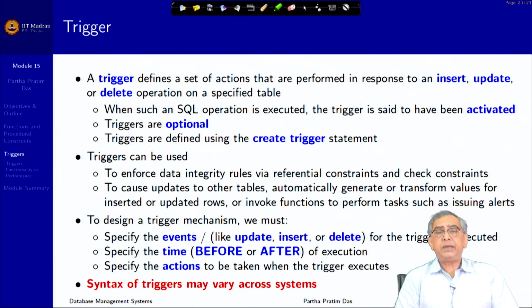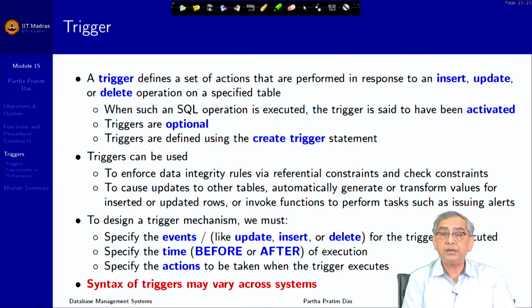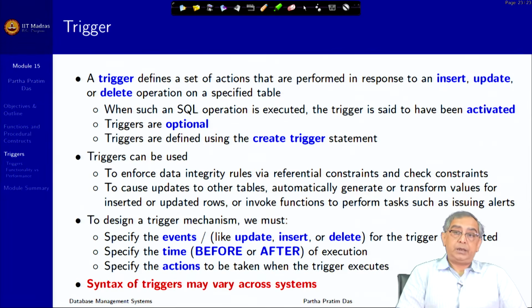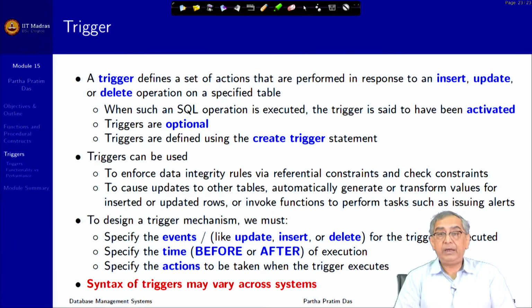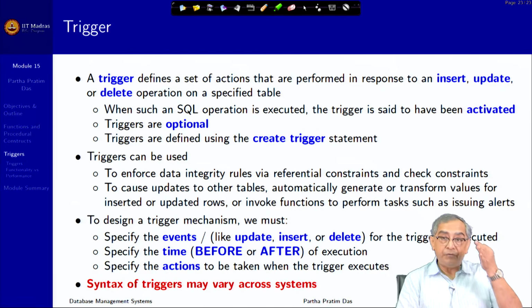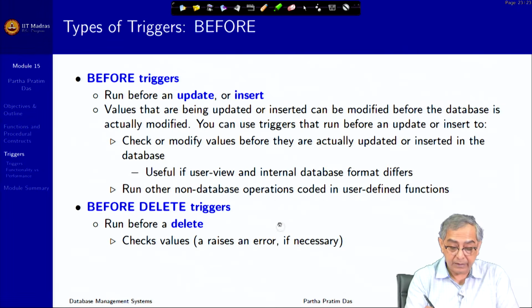So, triggers are often used to enforce data integrity via referential constraints, check constraints, to update other tables. Like if you have to have this cascade, you will need this kind of mechanism. So, to specify a trigger, we need to specify events. We need to specify when to fire the trigger. Is it before the execution of the event or after the execution of the event? And what is the action that has to be taken?